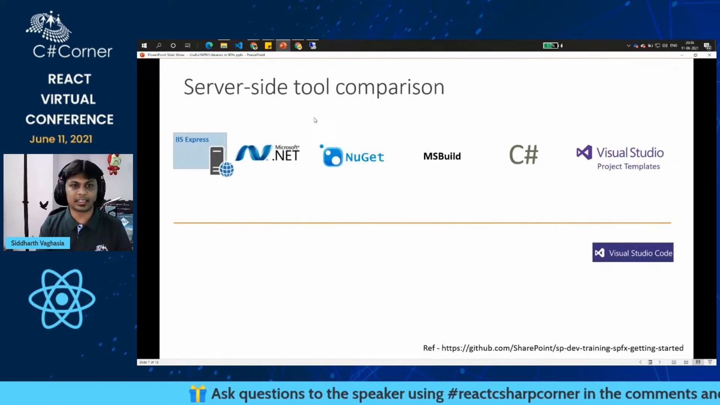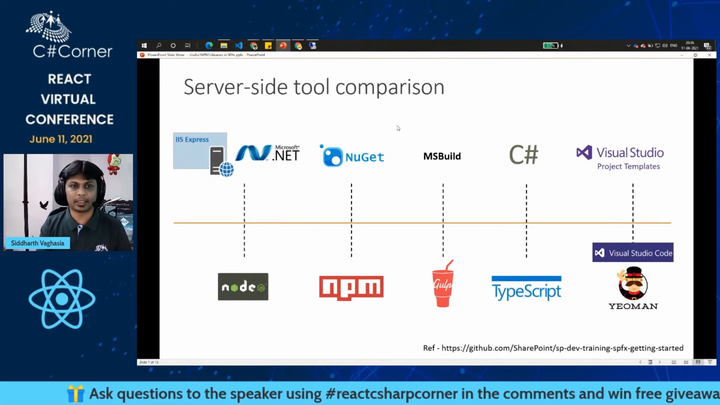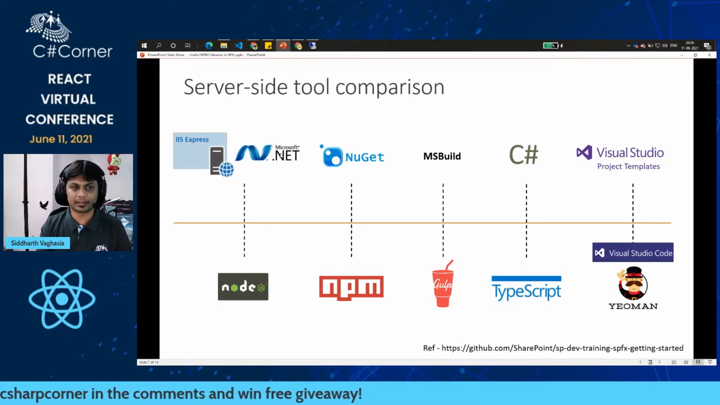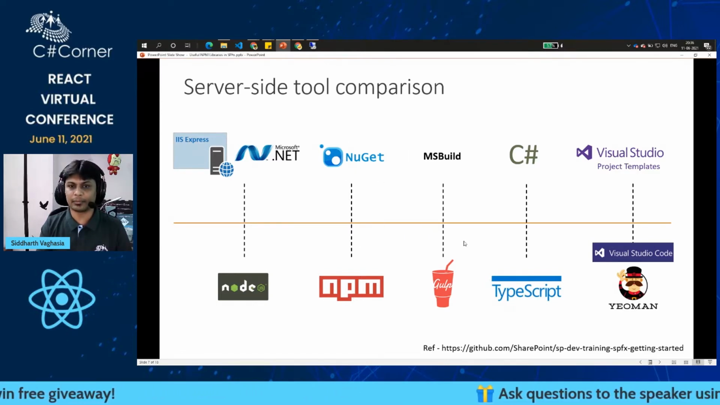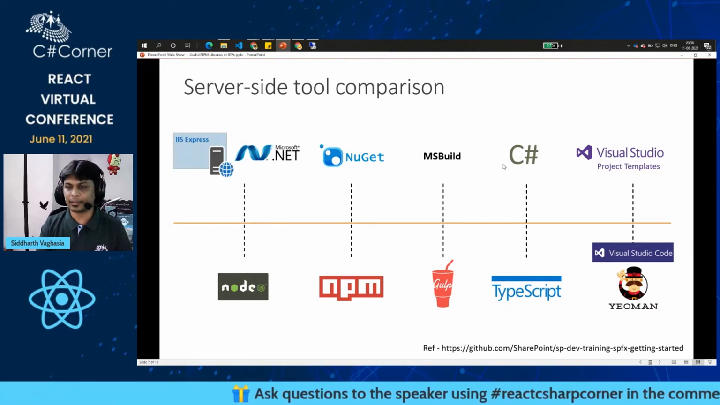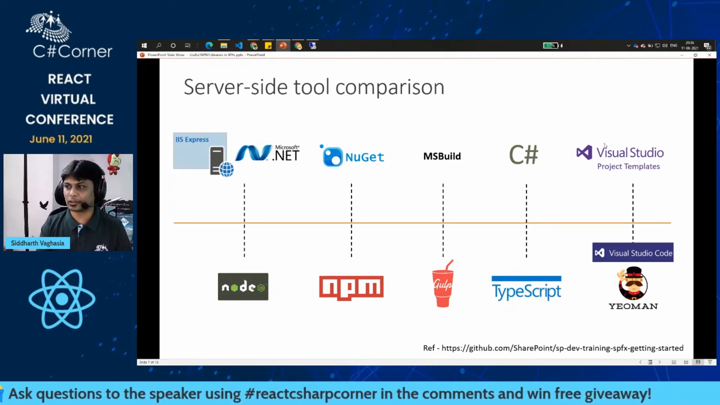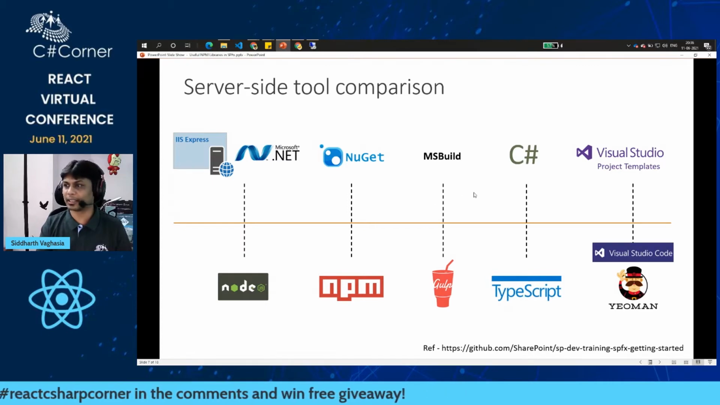This is just a server and tool side comparison for SPFx. Previously we were developing using IIS and .NET, now we have Node.js. We had NuGet, now we have npm. Previously we had MS Build, now we are using Gulp. We were coding in C#, now we can code in TypeScript. And there were Visual Studio project templates, now we can use Visual Studio Code and the Yeoman generator to create different types of solutions.